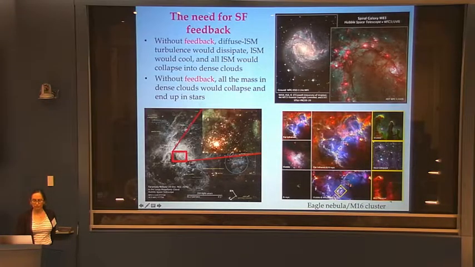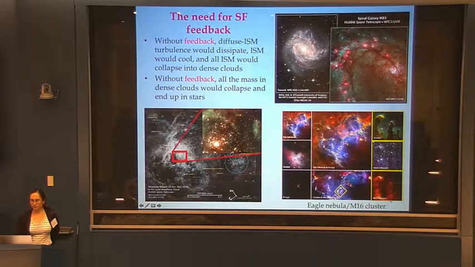So if there weren't any feedback, just think about the turbulence and the thermal energy, those are the simplest. If there were no feedback, the turbulence would dissipate and turn into thermal energy. That thermal energy would be radiated, and the ISM would all collapse into dense clouds. Then within those dense clouds, they would further collapse and make stars. So that would be the end. We would have very boring galaxies if there were no feedback. But of course, we know there's feedback, and you can see all kinds of beautiful feedback in these images.